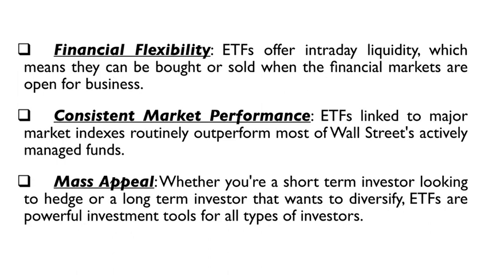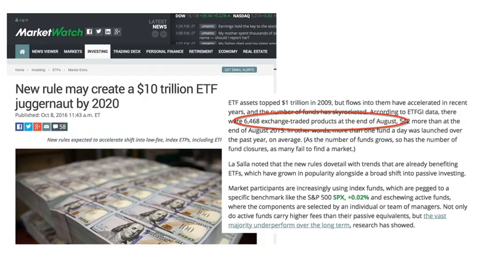You've got financial flexibility. ETFs offer intraday liquidity in almost any category of the market or any type of market you want to get into, which means they can be bought or sold whenever the financial markets are open. You've got consistent market performance. ETFs are linked to any major market index, and they routinely outperform most of Wall Street's actively managed funds, right? And then you've got the mass appeal. Whether you're a short-term investor looking to hedge or a long-term investor that wants to diversify, ETFs are a powerful investment tool for all types of investors. And they're not going away. This is a little bit dated now, but as of 2016, there were over 6,468 different ETFs that had launched, and over 10 trillion in assets are predicted to be in ETFs by 2020.